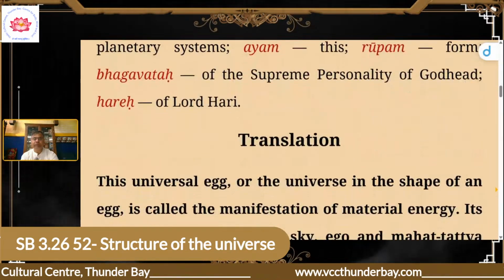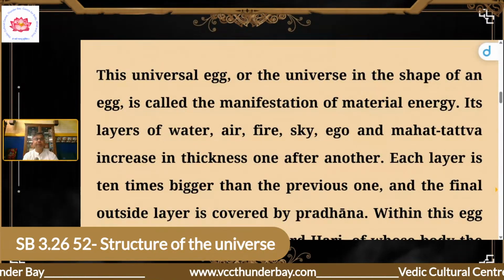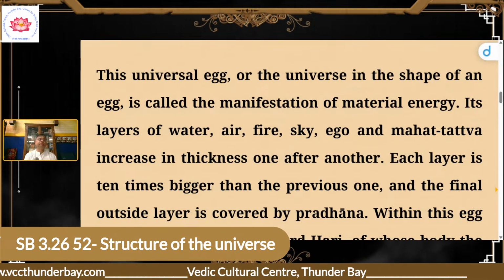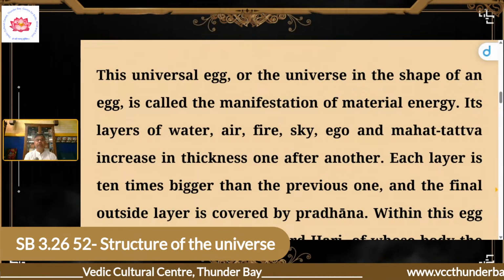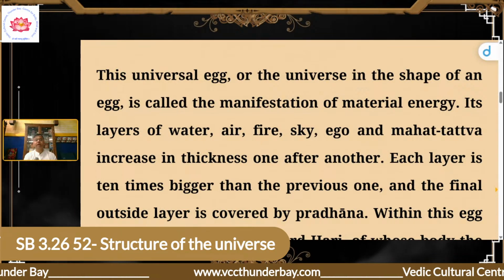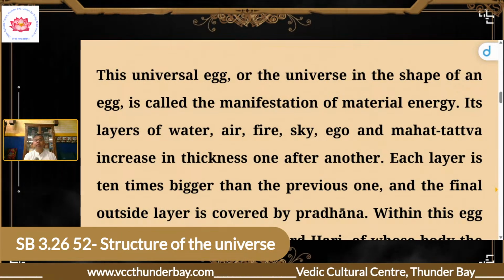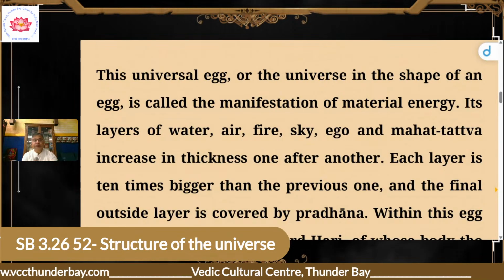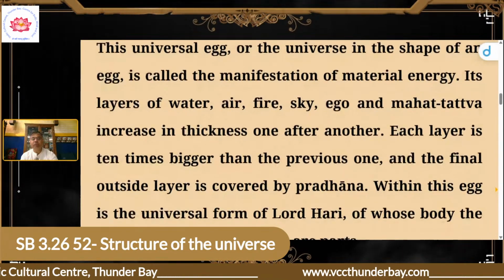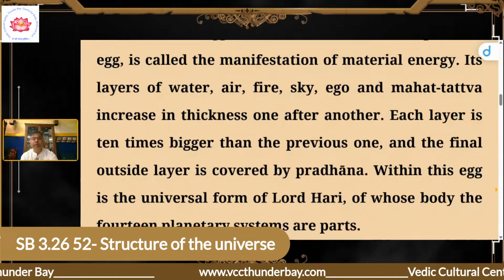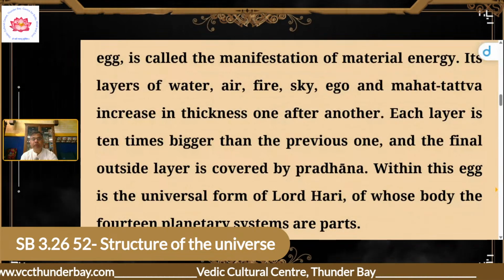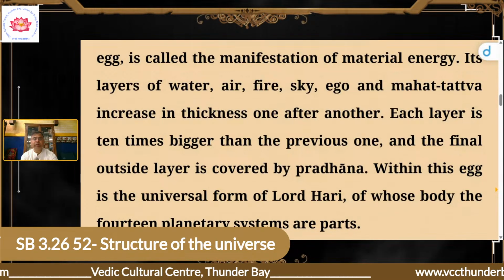So here the translation is, this universal egg, or the universe in the shape of an egg, is also called the manifestation of material energy. Its layers of water, air, fire, sky, ego, and Mahat Tattva increase in thickness one after another. Each layer is 10 times bigger than the previous one, and the final outside layer is covered by Pradhana. Within this egg is the universal form of Lord Hari, of whose body 14 planetary systems are parts.